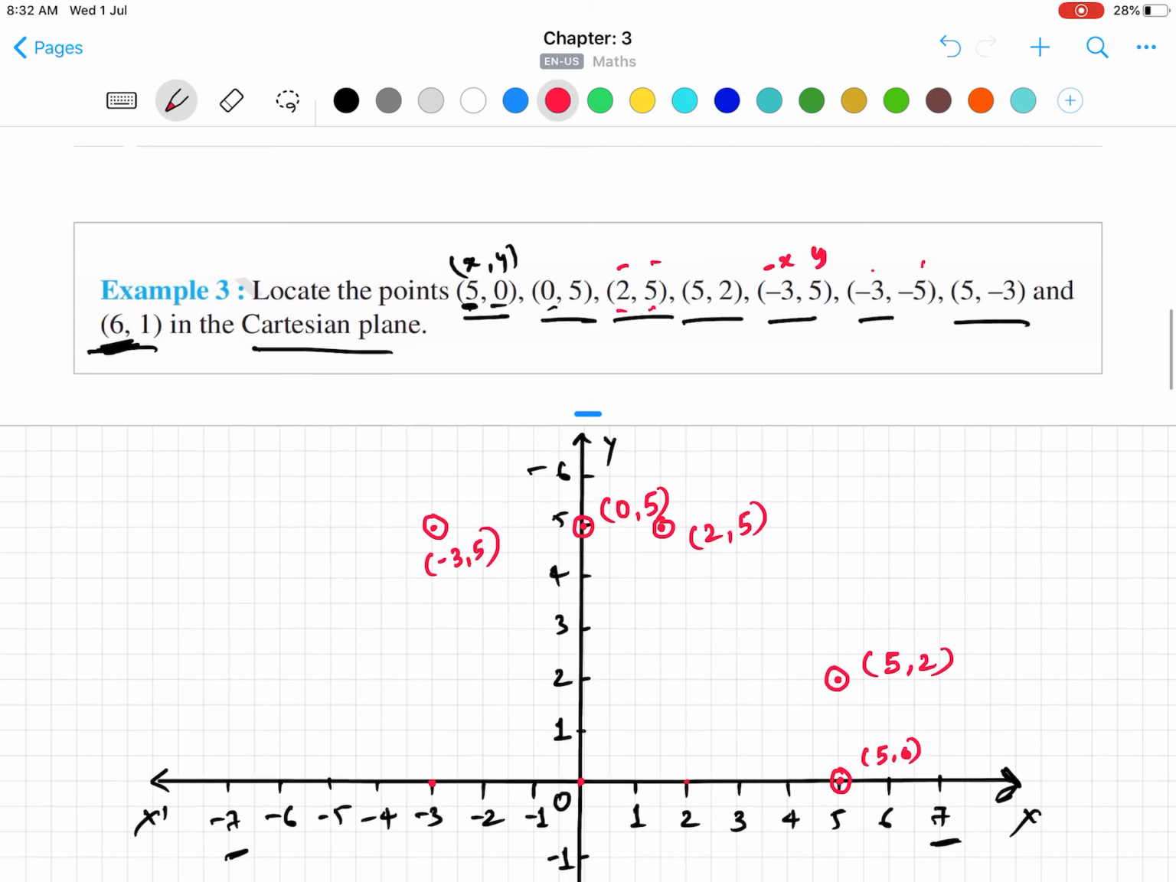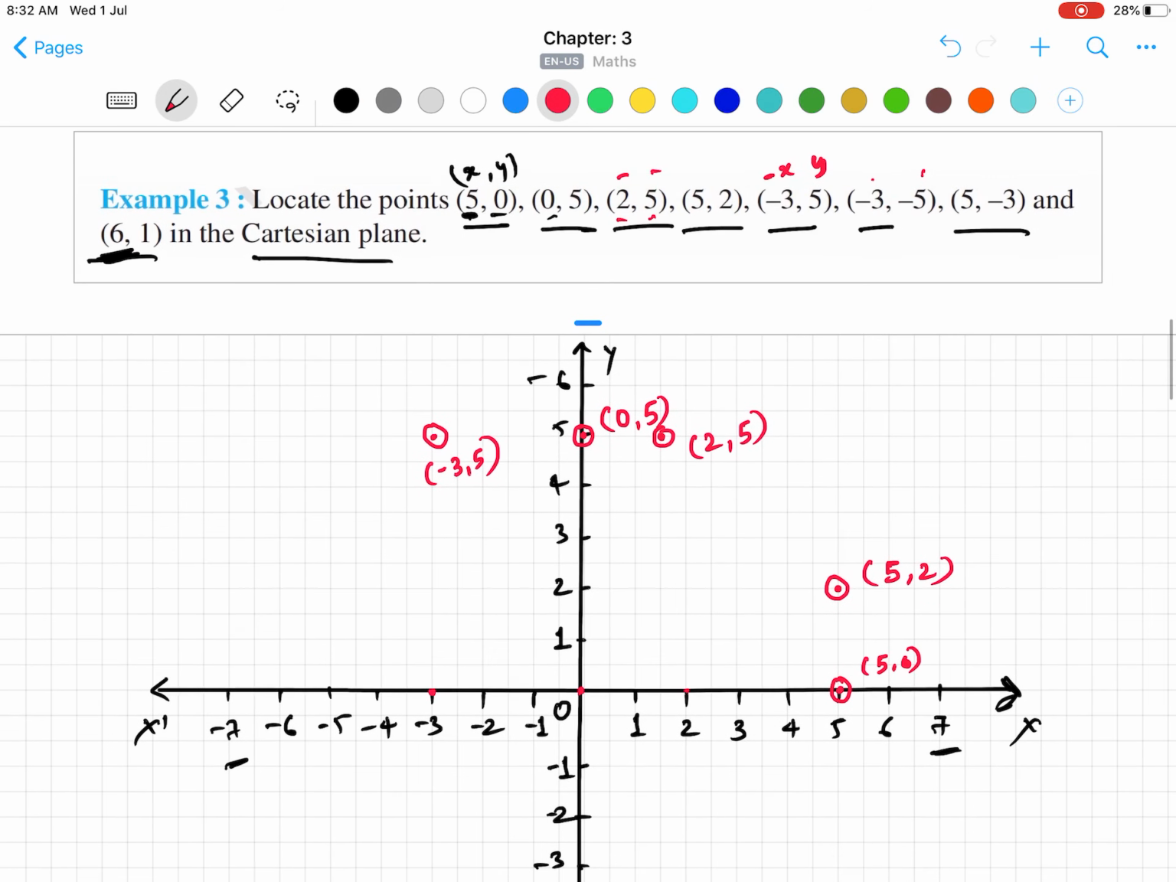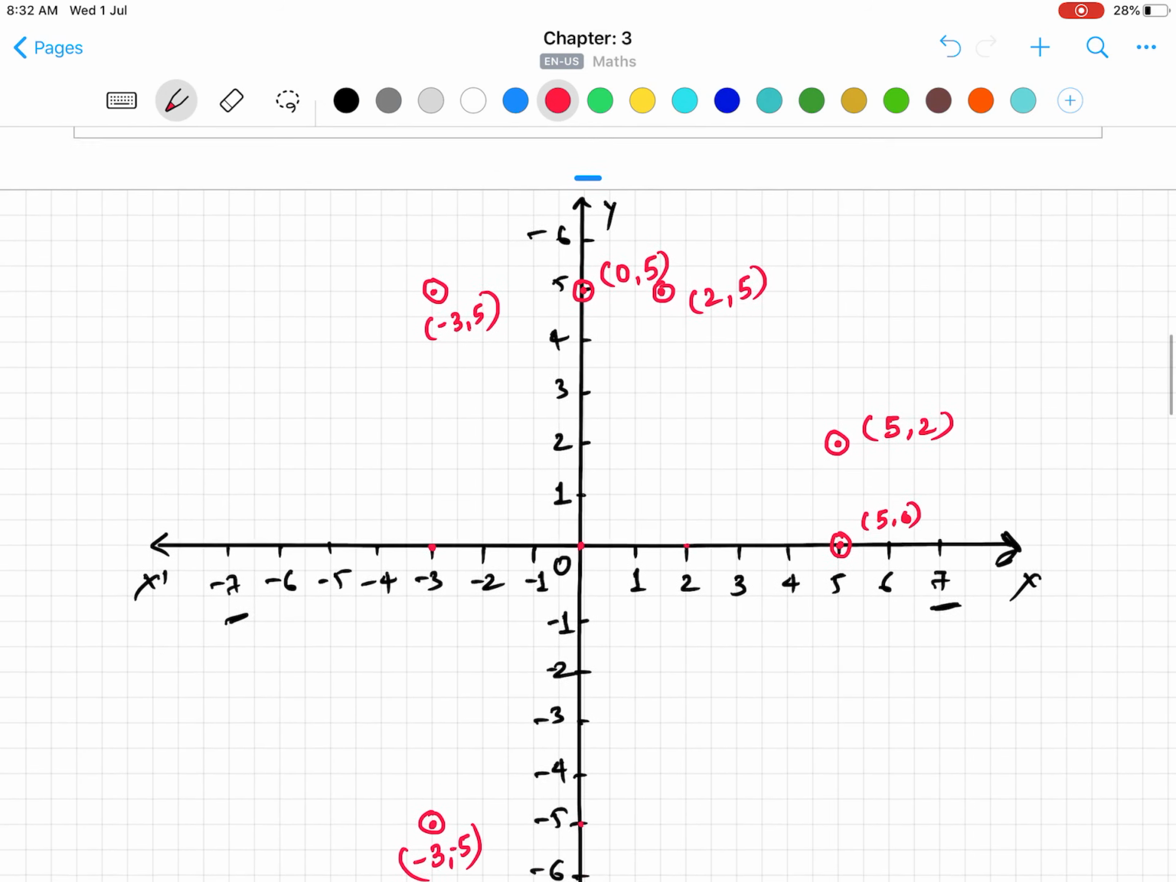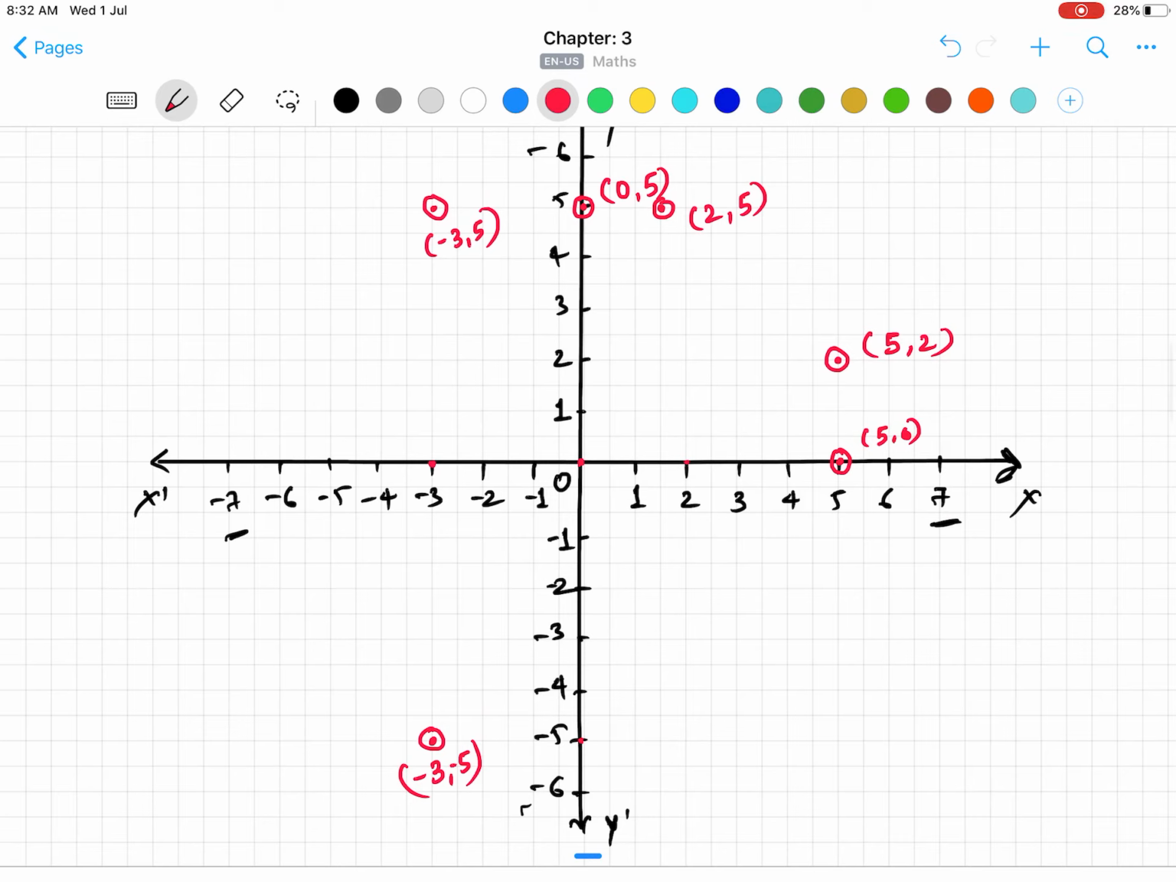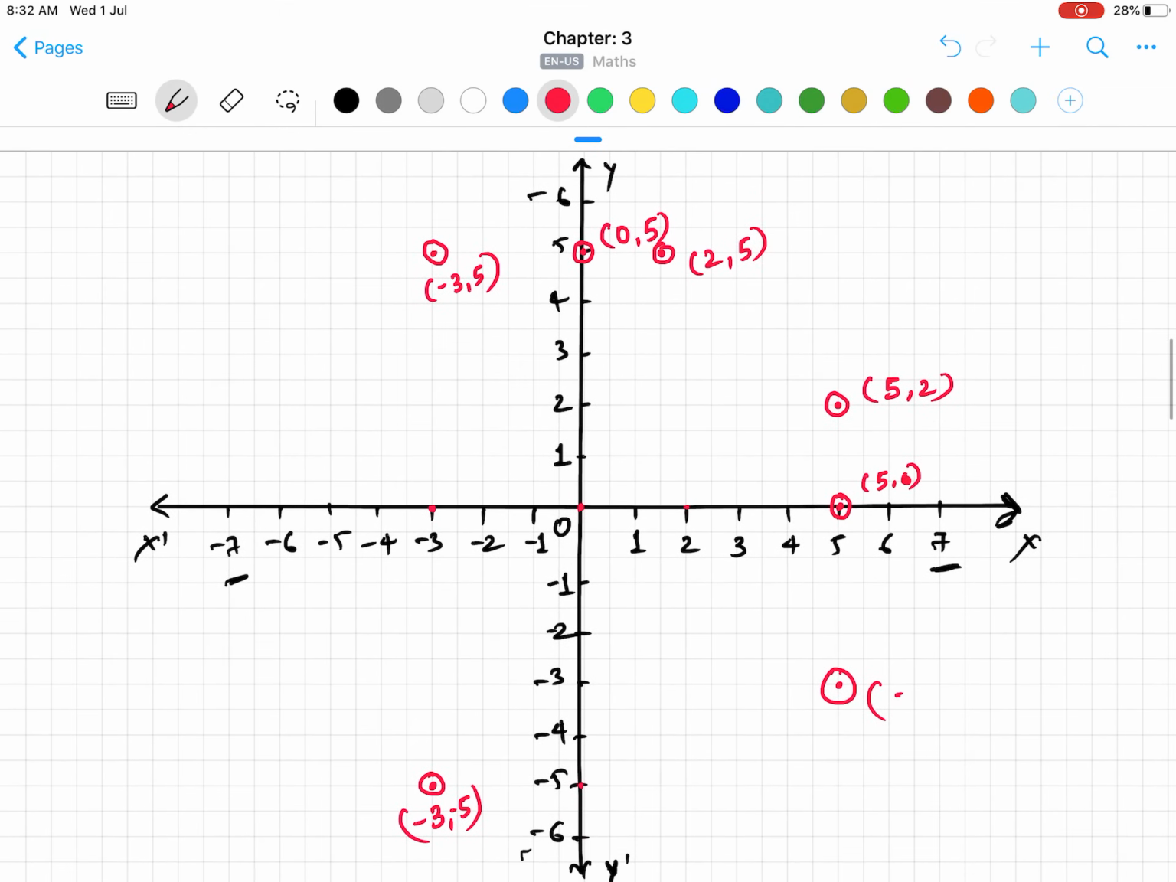Okay, next we have +5, -3. x is +5, y is -3. Again from the origin, x is +5, so we'll move in the positive direction of x and the negative direction of y. So that point will be here. So that's our point, which is x is +5, y is -3.